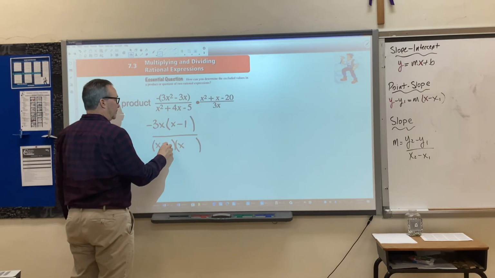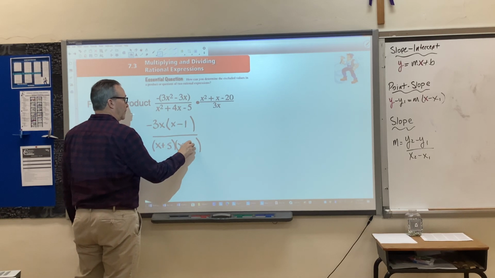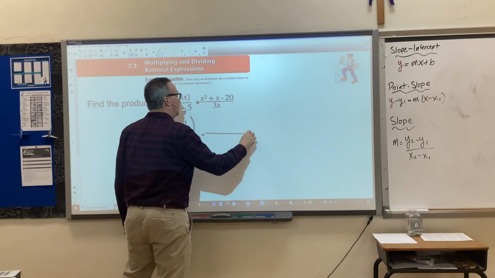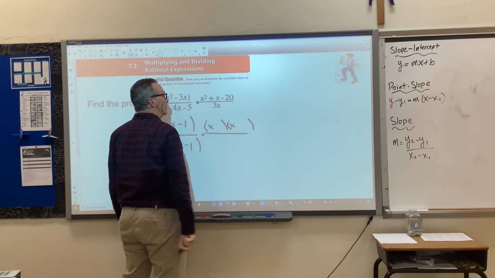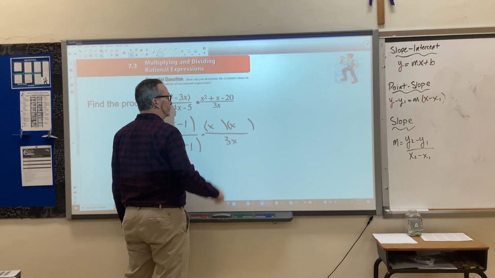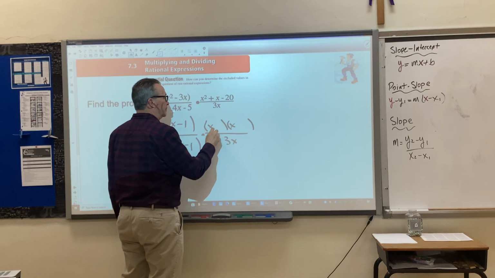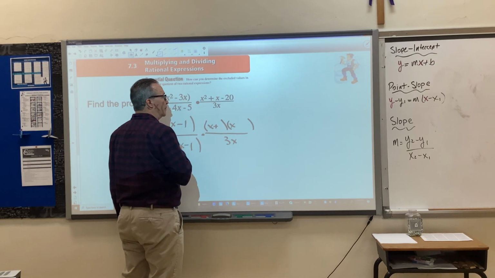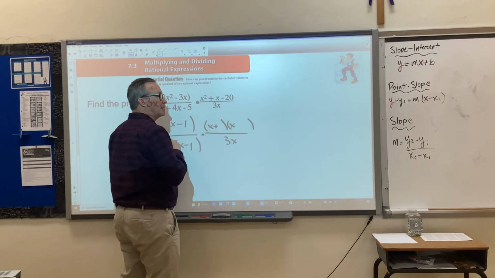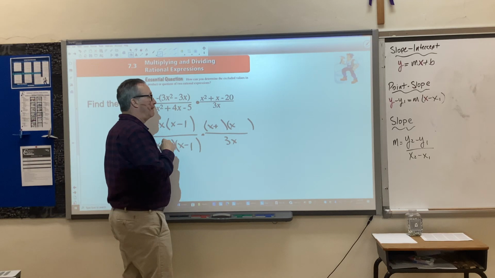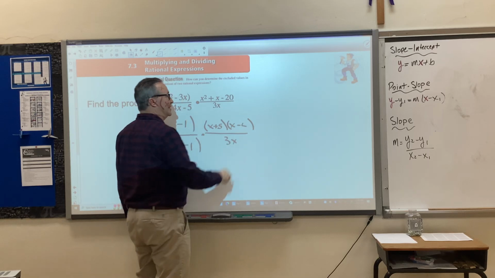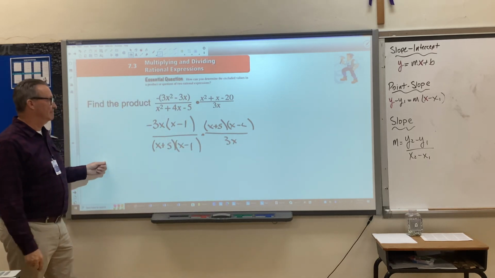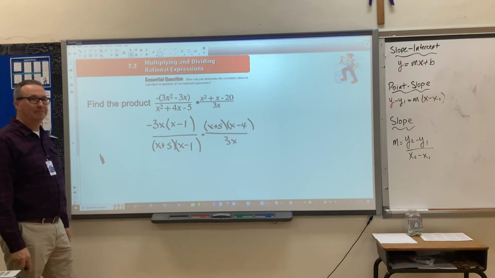Plus 1 minus 5. Oh, yeah, plus 5 minus 1. Good. This numerator? X. Plus 20 minus 1. Or plus 4. Plus 5 minus 4. Good job. Very good job. Now what?